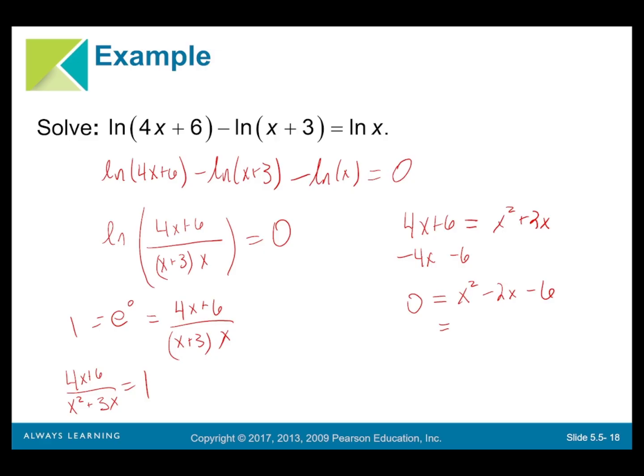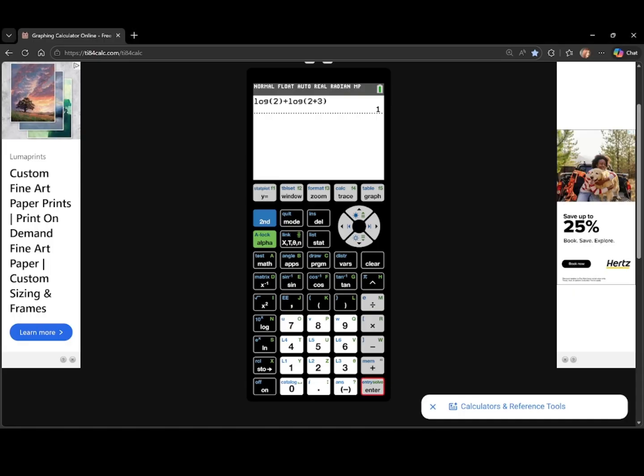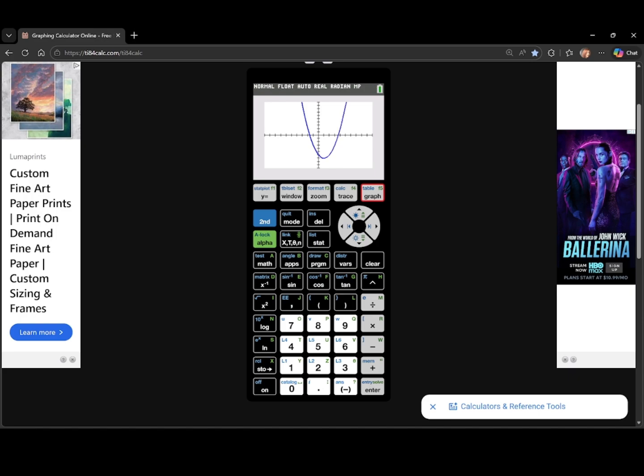Let's go to the graph. I think that's the easiest way to find this one out. I'm trying to find when x squared minus 2x minus 6 equals 0, so y equals x squared minus 2x minus 6. You see how it does not cross the axis very nicely at those points, but we can just calculate those zeros.